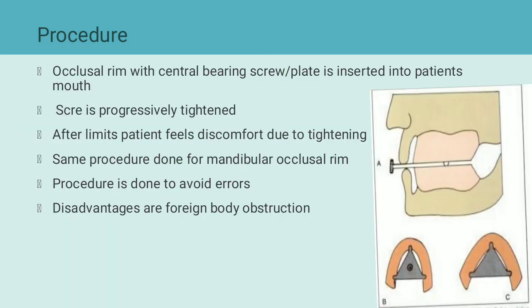The procedure is: the occlusal rim with the central bearing screw or plate is inserted into the patient's mouth, and the screw is progressively tightened. After some limit, the patient feels discomfort as over-tightening occurs. The same procedure is done for the mandibular occlusal rim. The procedure is done to avoid any errors in the vertical dimension at occlusion. Disadvantages are that while tightening, foreign body obstruction can be involved, so it is done at the accurate point to check any corrective measures.